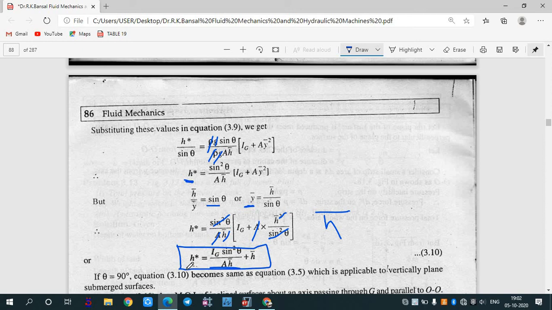Hope you have understood this. If not, I will repeat the same. Please let me know in the comments whether you have understood this or not, because this is very important. Most of the time this is asked in your university exam, so it will be important for your university exam. If it is clear to all, please mention it in the comments so that we can start with the numericals. Okay, thank you.